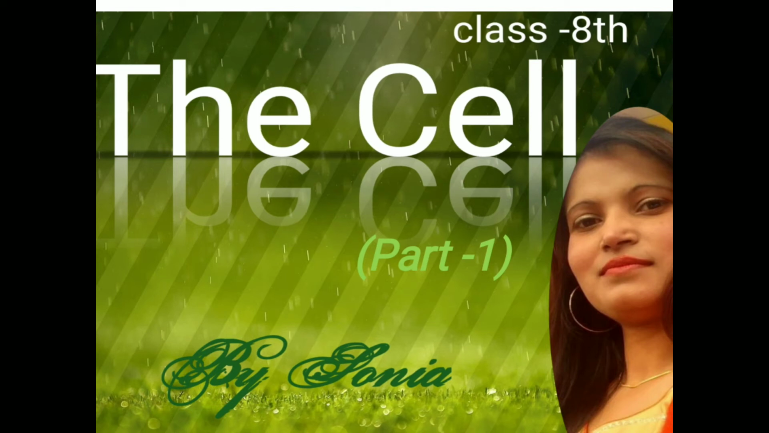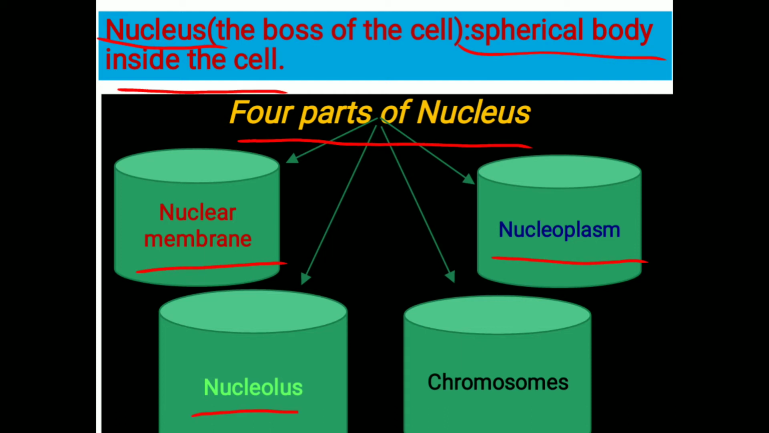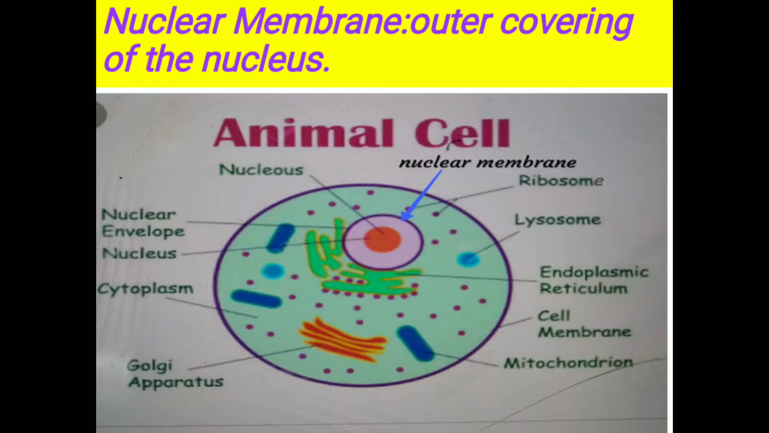Good morning, students. Let us continue our chapter The Cell with the topic nucleus and its types. Dear students, as we have already learned, the nucleus is the spherical body inside the cell. It has four parts. First one is nuclear membrane, second one is nucleoplasm, third one is nucleolus, and fourth one is chromosomes. Now, let us explain these parts one by one.